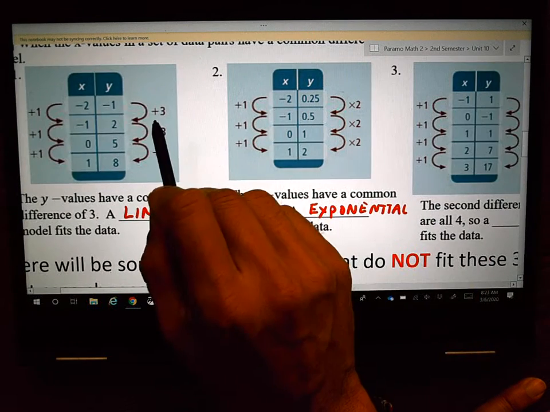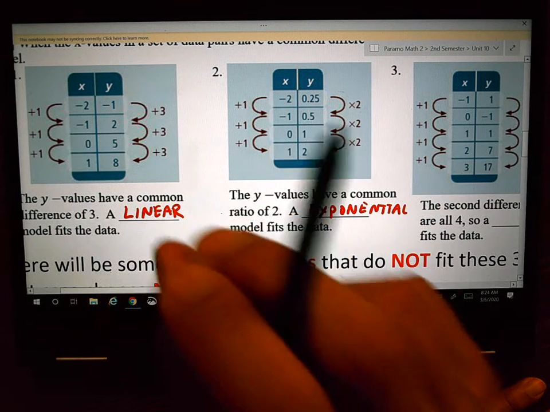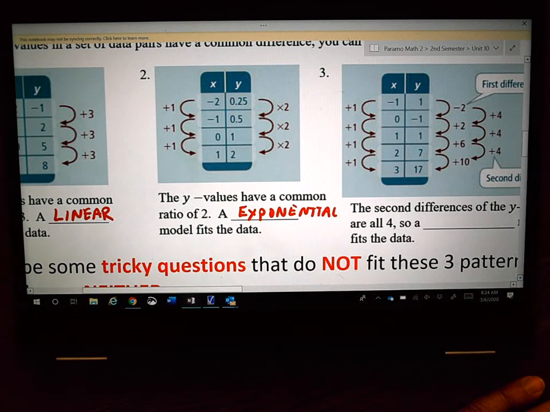Wasn't the other one multiplying by the same numbers? Was it multiplying or was it adding? So adding and subtracting is a common difference. Multiplying or even dividing is a common ratio.